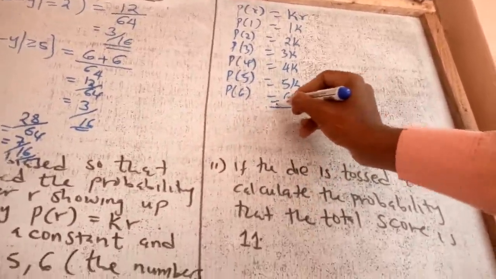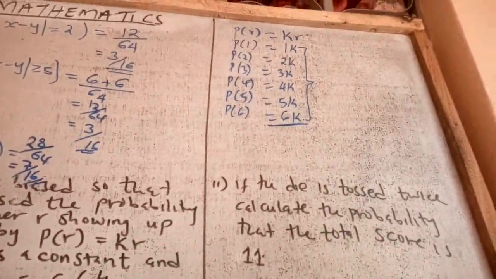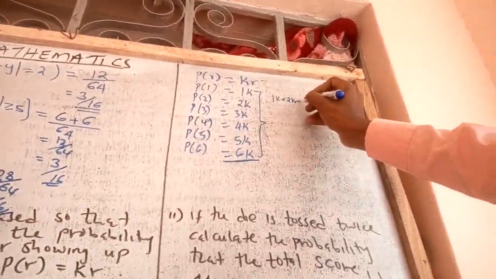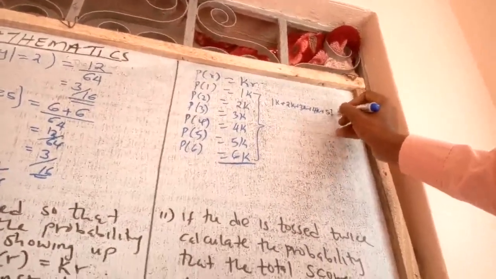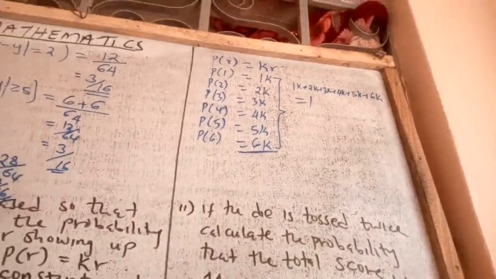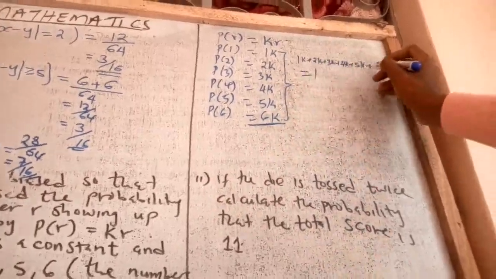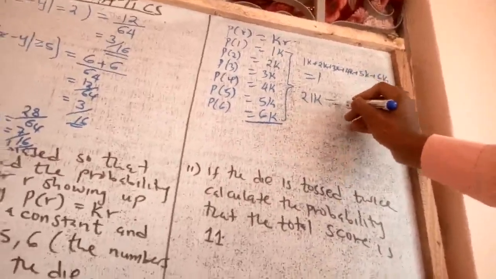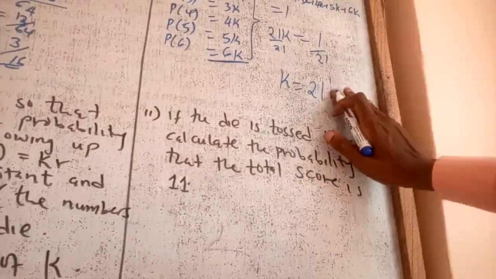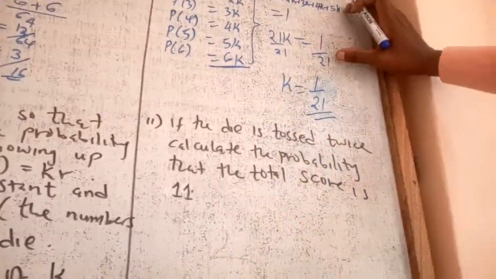And therefore, if you add all these values, as I said from the beginning, 1k plus 2k plus 3k plus 4k plus 5k plus 6k, you are supposed to get equal to 1, because the value of k should be greater than 0 but less than 1. So if you add all of them, you will get 21k, which should give you 1. And therefore, what is k? You divide by 21 on both sides, and therefore k should be equal to 1 over 21. That is how you are supposed to get the value of K.